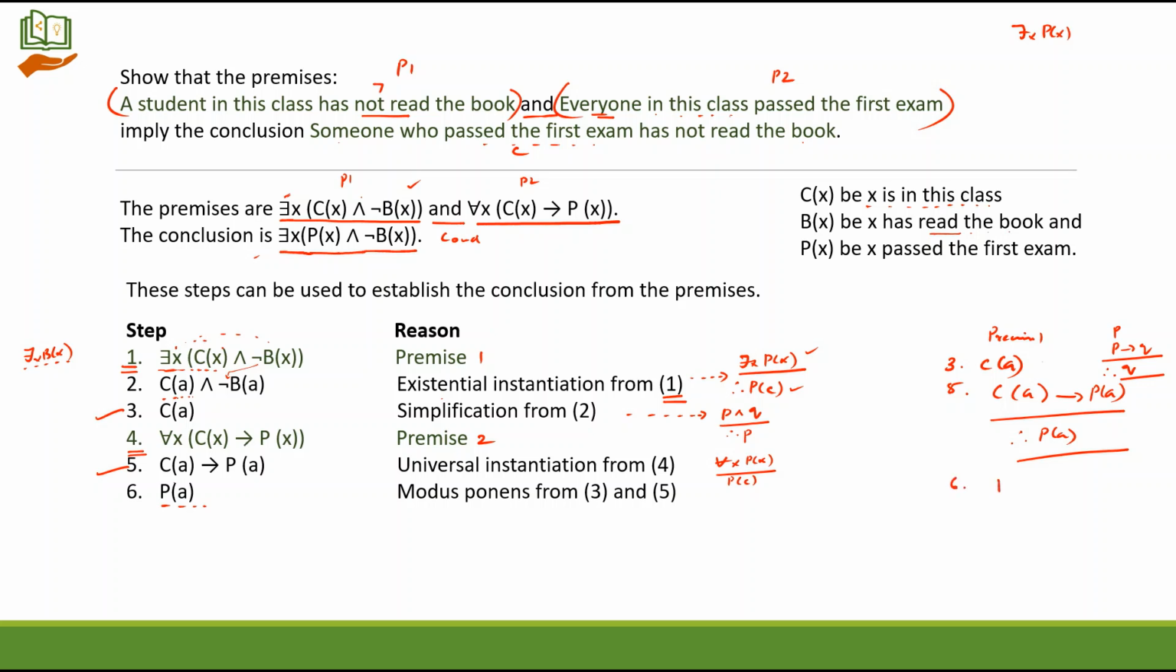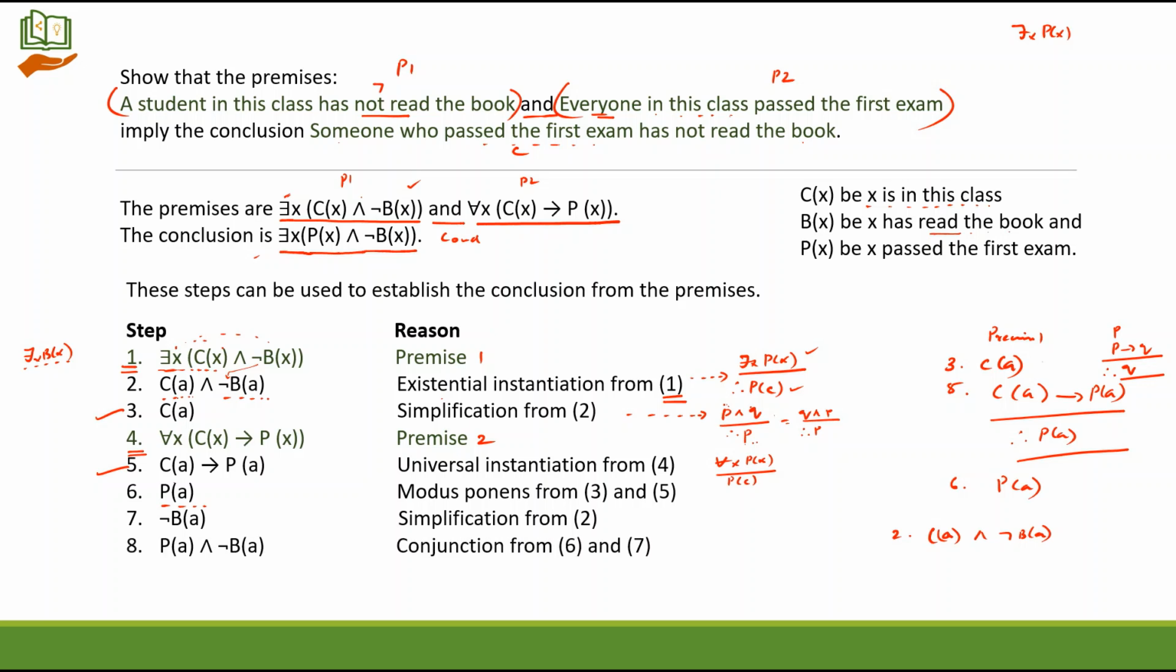Now what is in step 6? We have P of A. Now simplification from 2. So let's take the second step again. It is C of A and negation of B of A. Understand one thing, when P and Q is given, there is also a possibility that you can conclude with Q also. You can just apply this as Q and P, therefore P. If this is going to be the case, you have a possibility of bringing even this particular proposition separately. That is what we have done, simplification from 2.